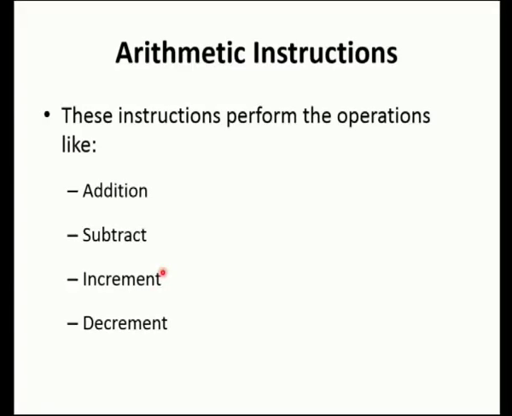Next, we will discuss the arithmetic instructions. In arithmetic, mainly we have addition, subtraction, increment and decrement. For addition and subtraction, we have two operands. One of the data should be loaded into the accumulator, and the other data may be in another register or memory, or it may be immediate data.